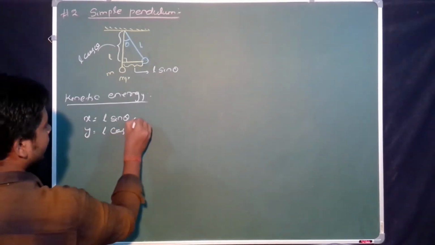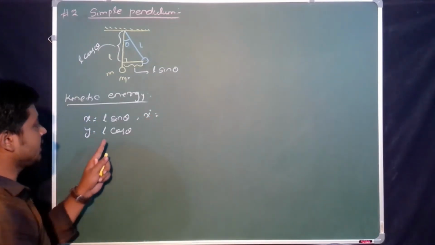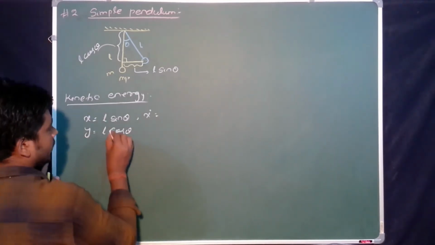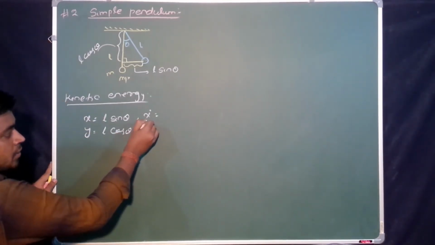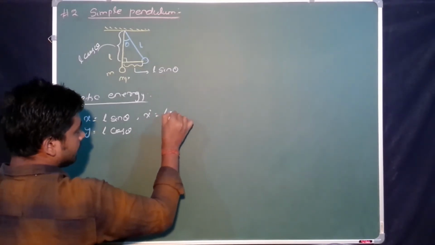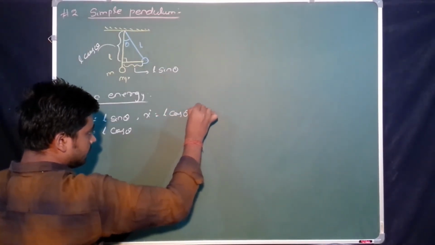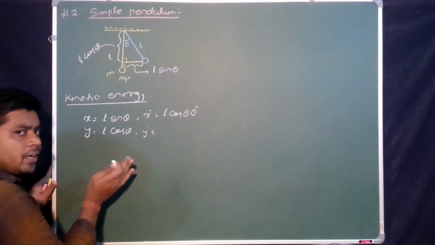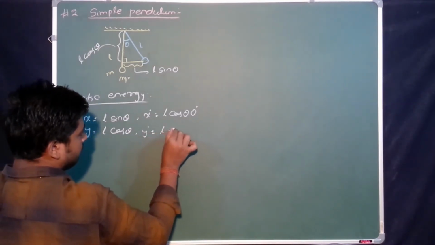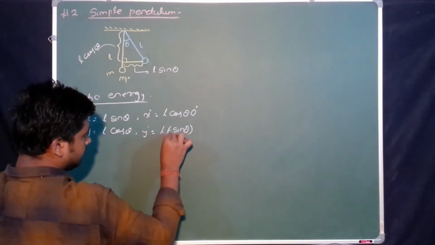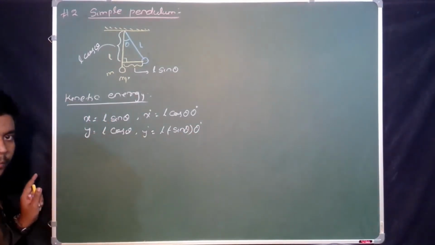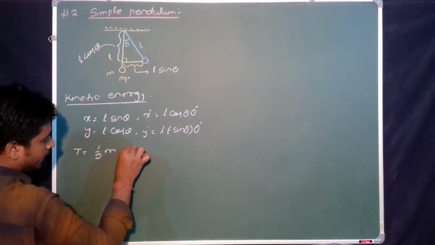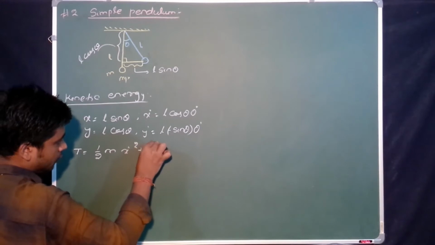Okay, then we have to find x dot. Just see, L is constant, the length of the string. Okay, differentiate with respect to time. So here we get L cos theta, theta dot. Then y dot equal to, by using the chain rule, L times minus sin theta, theta dot. Yes or no? Then kinetic energy T equal to half m, x dot square plus y dot square.